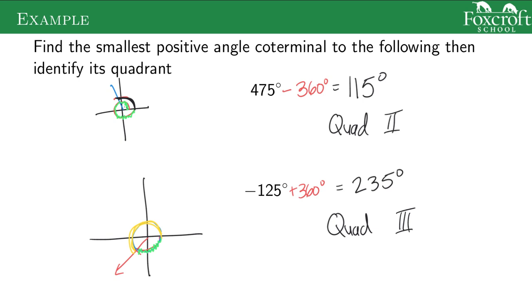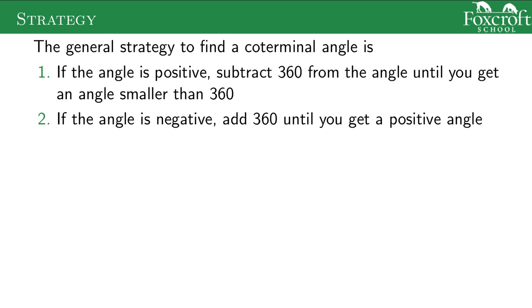So it's a lot easier to work with these simpler angles, just adding or subtracting 360 to get smaller or positive angles. The general strategy is: if the angle is positive, subtract 360 until you get an angle smaller than 360, and that'll be the simplest angle. If it's negative, you just add 360 until you get a positive angle. And 360 is a full circle, so every time you add or subtract 360, you're not changing what angle you're talking about. So 360 is the special important number.